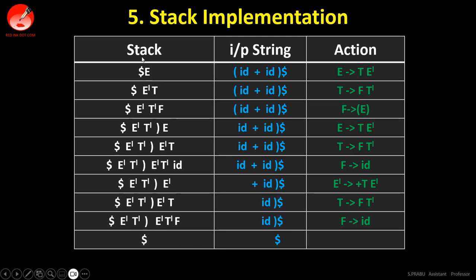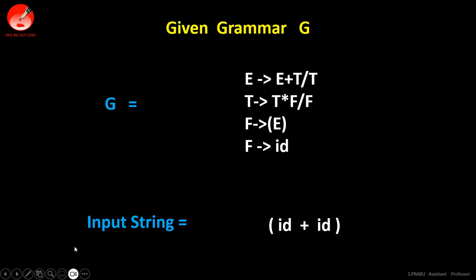So finally you can get dollar symbol in the stack as well as dollar symbol in the input string. If you reach this condition, you can write accept. It means this given input string is valid for this given grammar. You can write the separate sentence as an answer: this input string is valid for this given grammar. So in this way, you can solve the predictive parser problem.